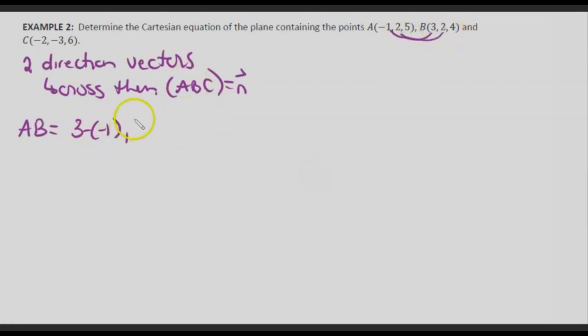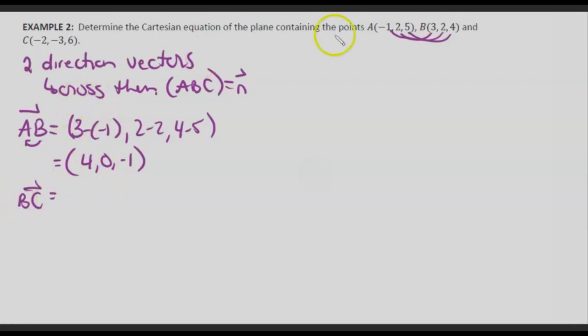Okay, 2 minus 2. And 4 minus 5. Okay, as a recap, we're doing B minus A. So our first direction vector is going to be 4, 2, -1. Now, let's do direction vector BC. Okay, so we're going to go C minus B.